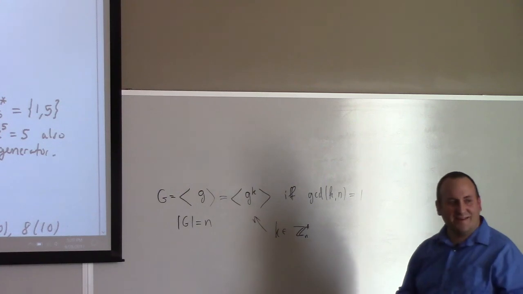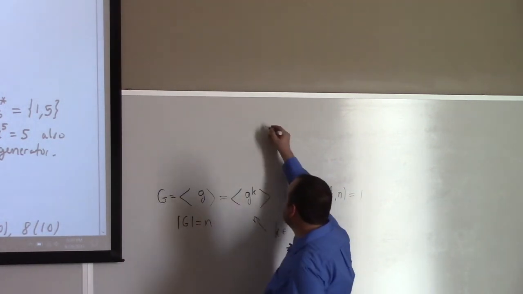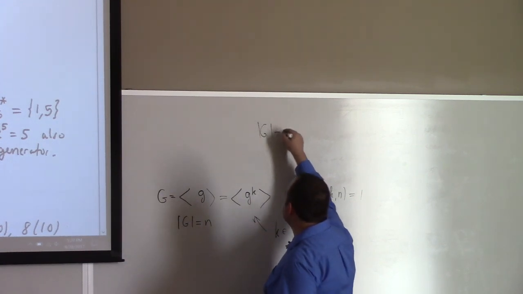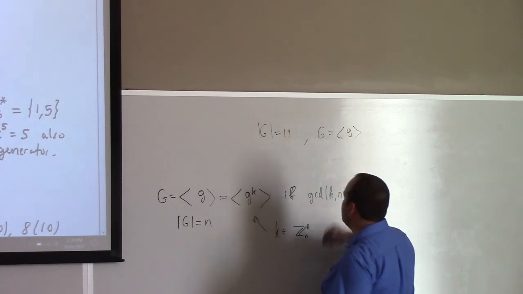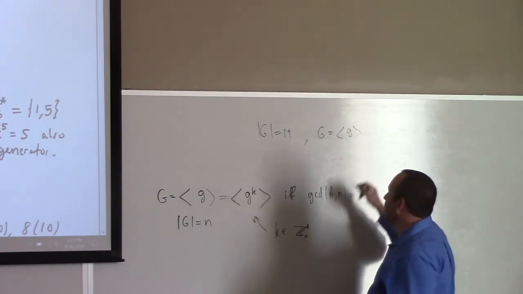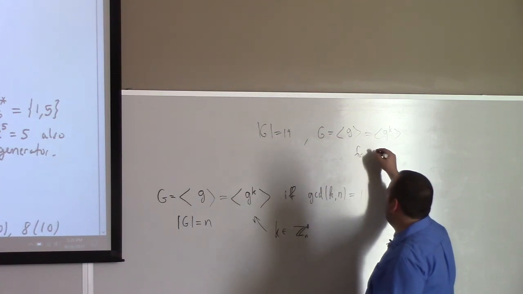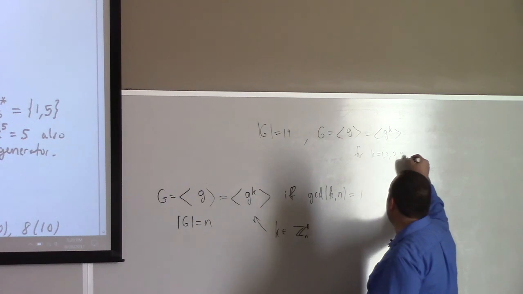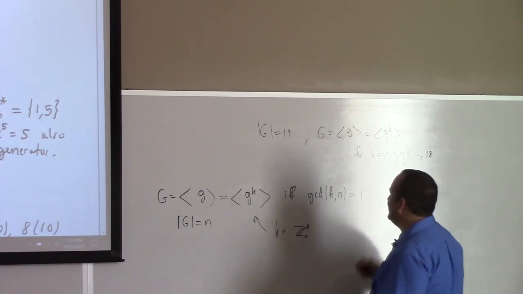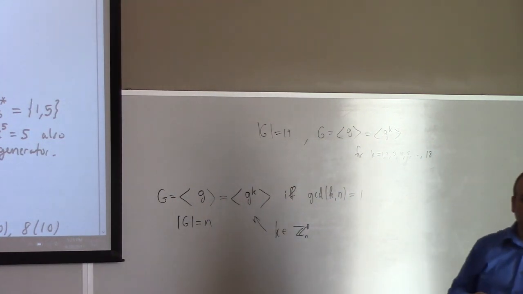If I was working in a group of order 19, and if I knew that G was equal to this, right, good news. This is equal to G to the k for k equals 1, 2, 3, 4, 5, up to 18, because Z19 star is everything.